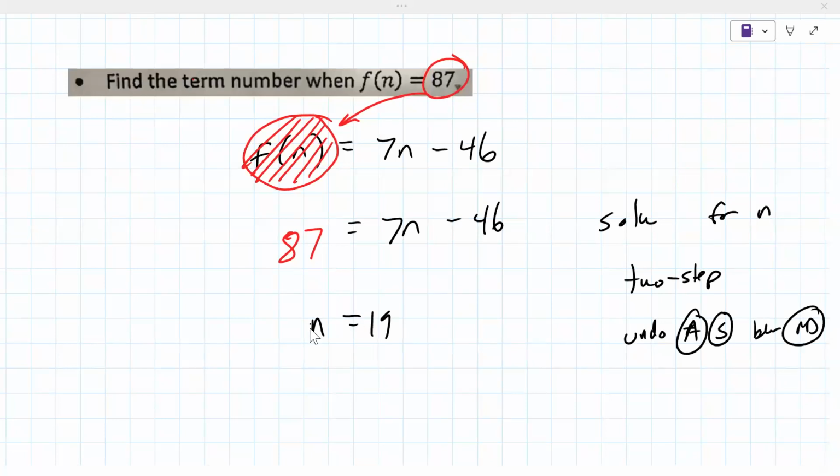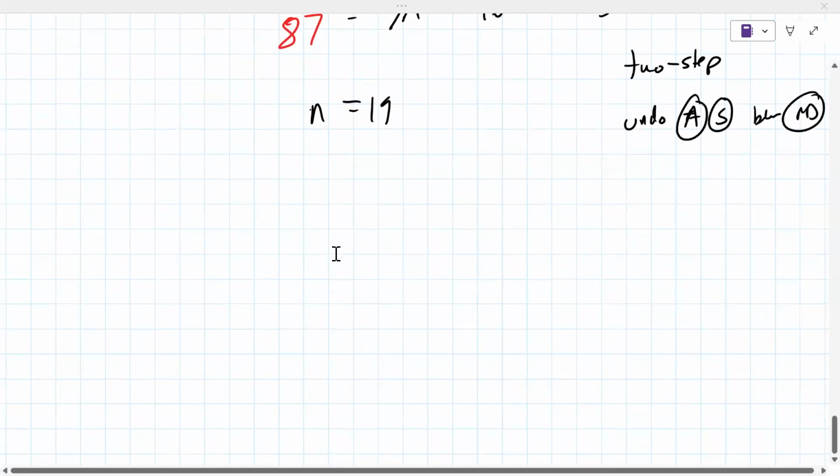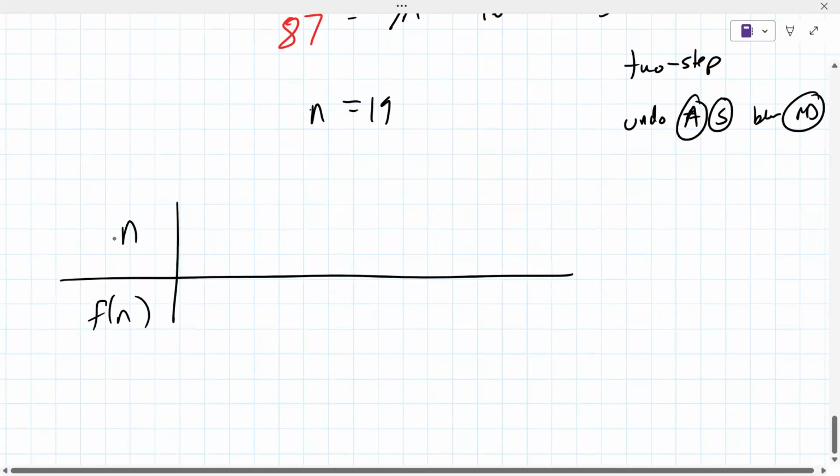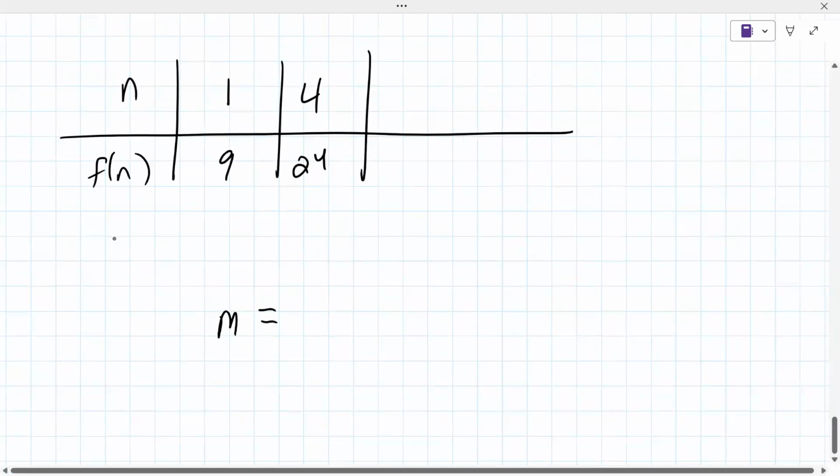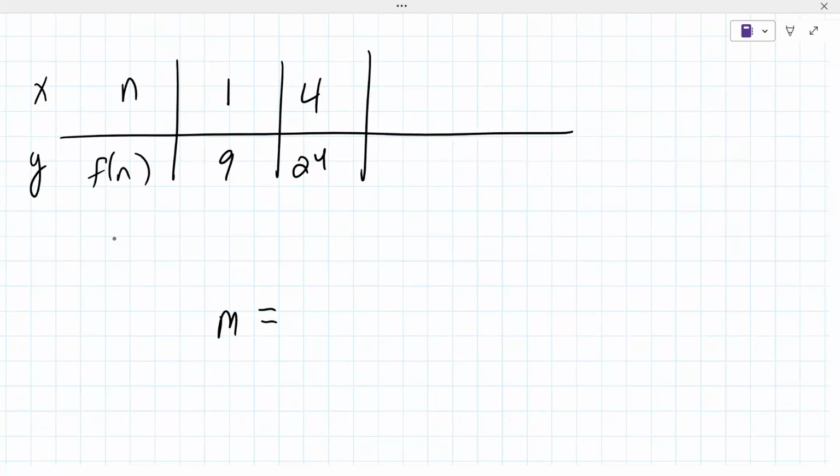Okay, let's see if we can get through another one real quick here. Again, I'll make a quick table. n, f of n. Let's say for n of 1, f is 9, and for n of 4, f is 24. I want you to calculate the slope first. And again, you can think of this as really x and this really as y.